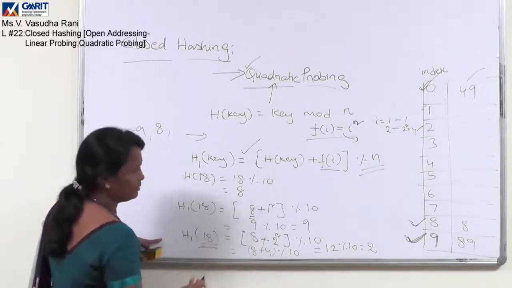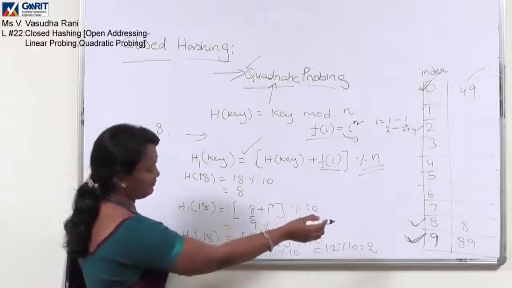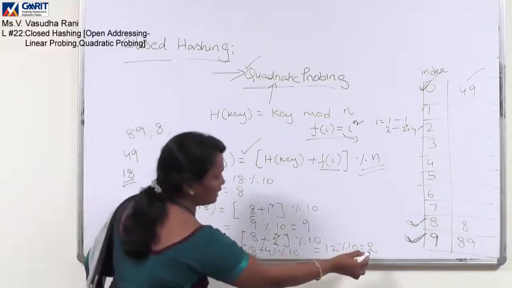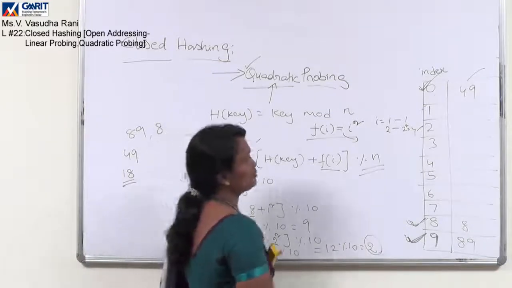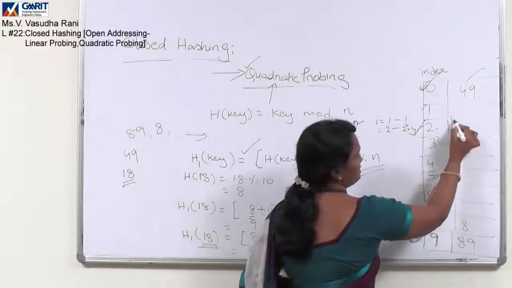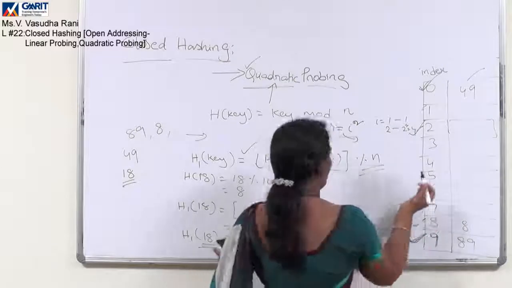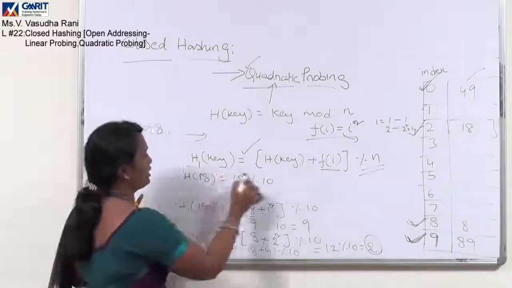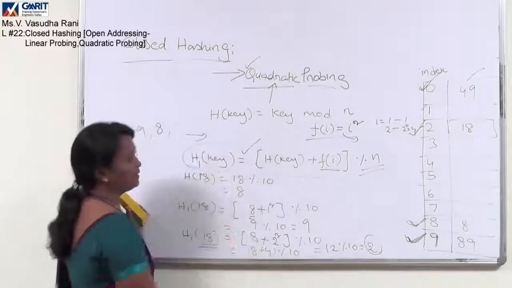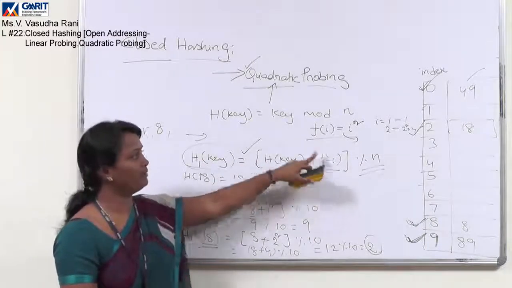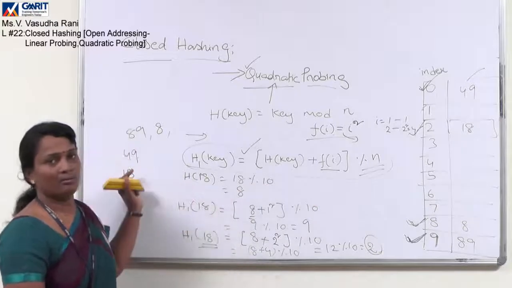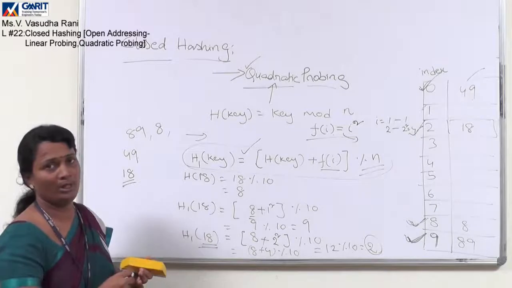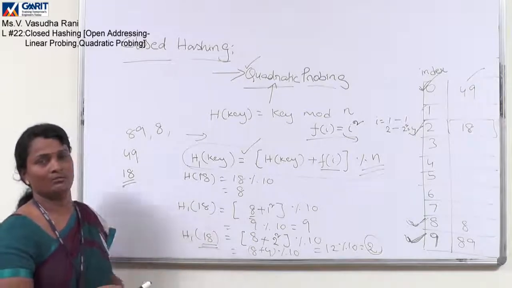So for 18 we have missed the first index, 8 location, where there is already an item, but we could get the second index as 2. This index location, if you see here, is empty. So 18 we can store here, and we have followed this particular formula wherein to the earlier hash function we have added this quadratic function. That's why it is called quadratic probing for solving the collision. Thank you.